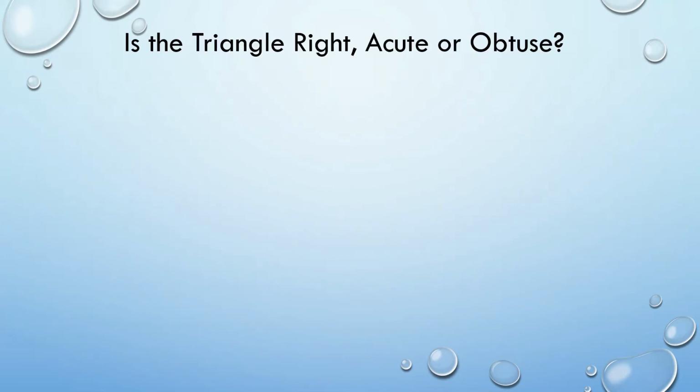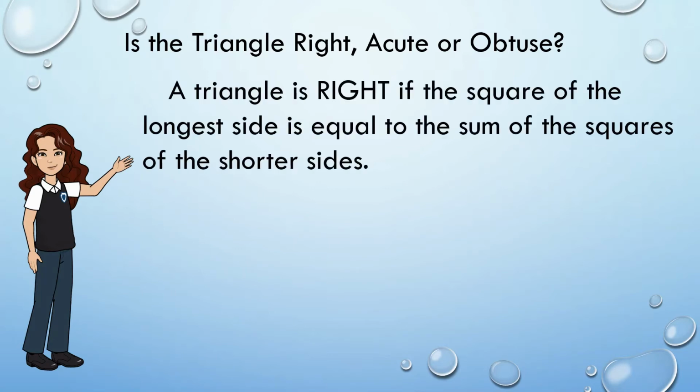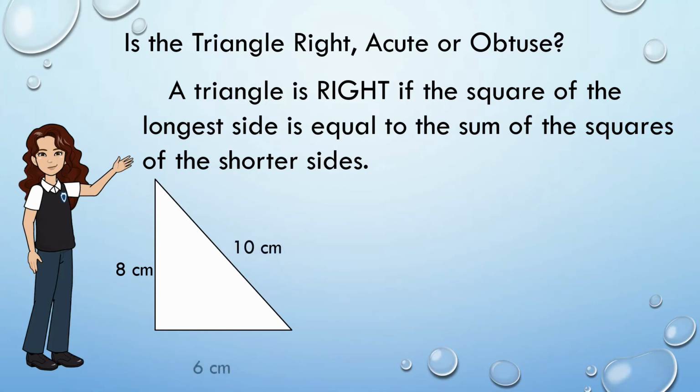Okay, let's go now to our topic. Is the triangle right, acute, or obtuse? First, a triangle is right if the square of the longest side is equal to the sum of the squares of the shorter sides. For example, in our triangle, we have 8 centimeters, 10 centimeters, and 6 centimeters.